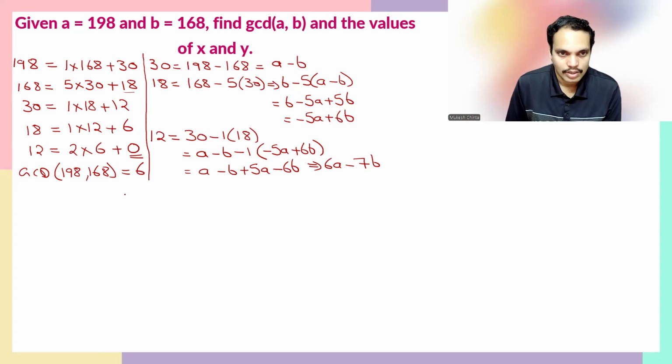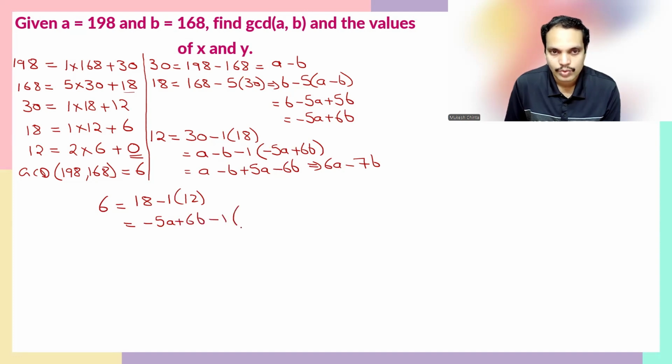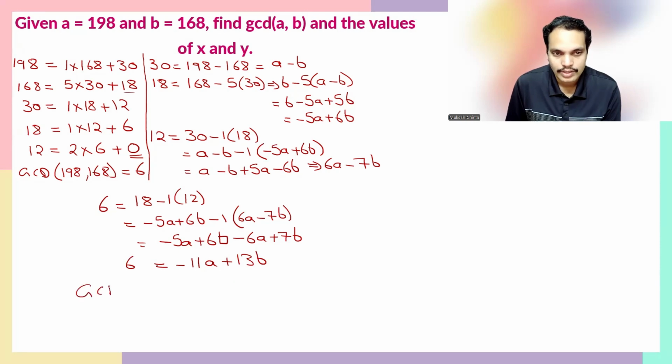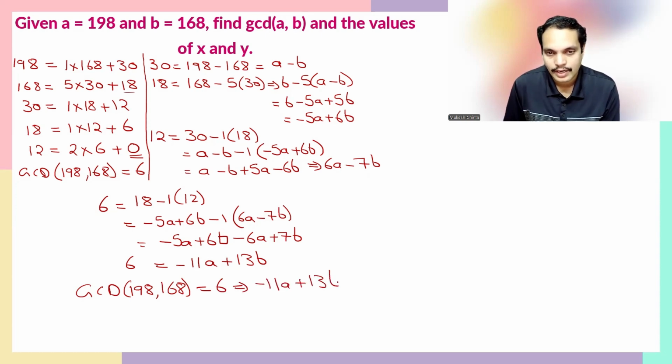What is my next remainder? 6. How did I get 6? 18 minus 1 into 12. What is 18? Minus 5A plus 6B minus 1 into, what is 12? 6A minus 7B, which equals minus 5A plus 6B minus 6A plus 7B, which is nothing but minus 11A plus 13B, which is 6. So I can write GCD of 198 and 168 is equal to 6, which is a linear combination of minus 11A plus 13B, where the value of x is minus 11 and y is equal to 13.